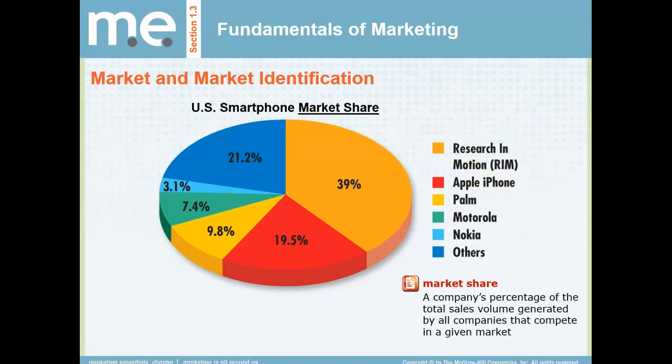So Research in Motion is BlackBerry. And this was the breakdown of smartphones probably a decade ago. Why do I show you this? Because I can show you how it changes, and I will in a second. But you'll notice Apple has a smaller chunk of share. There's a company named Palm, which I don't believe exists anymore.